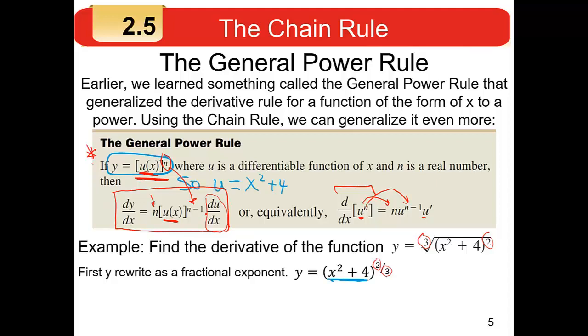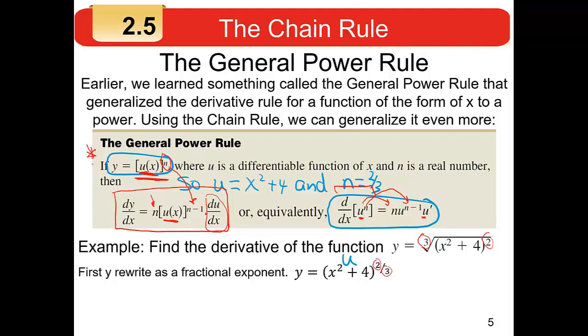So once you get it rewritten, you want to think of the x squared plus 4 as being the inside function. It's like the u. And the n is the power, and in this case it would be 2/3. Even if you're not writing all this down, and you can, you're thinking of the x squared plus 4 as being the u, and the 2/3 as being the n. And then apply the formula.